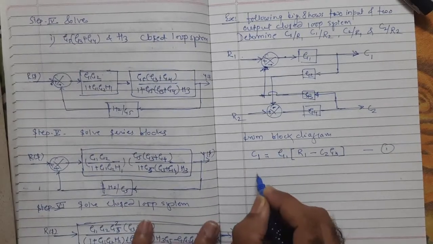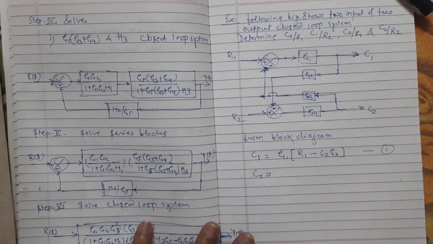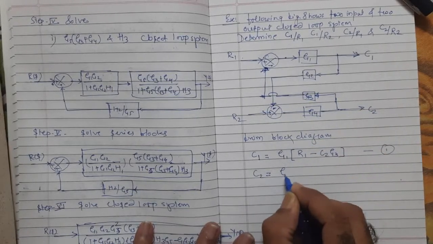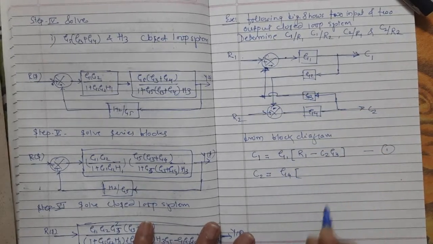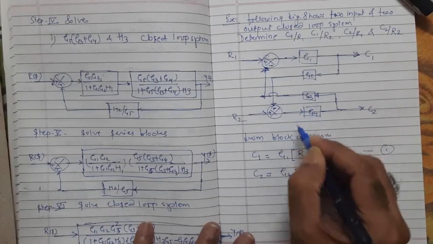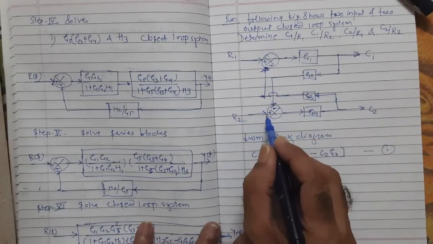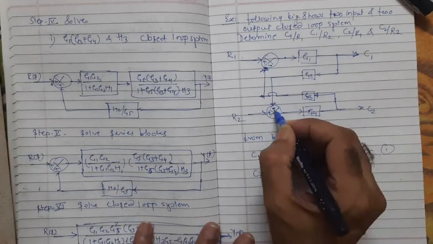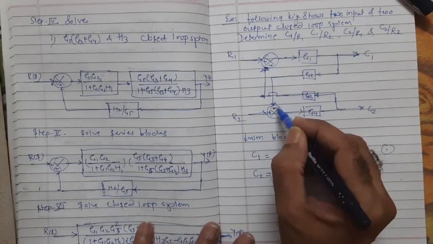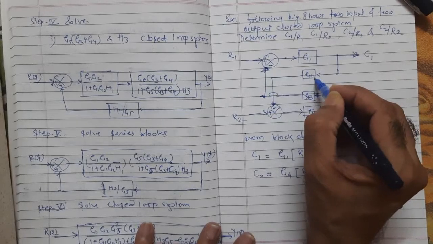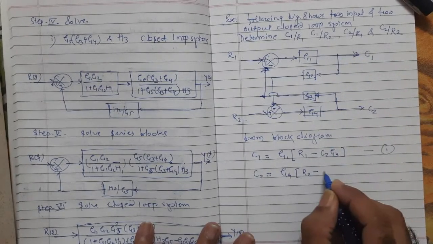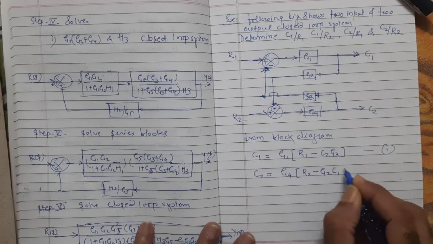Now similarly we can write down C2 equals, it is the output of the G4, so here we have G4 and the input to the G4 is R2, which is positive, so we will take plus, and here is minus, it is coming from G2, and what is the input to the G2, that is C1, so that means it is G2 C1.